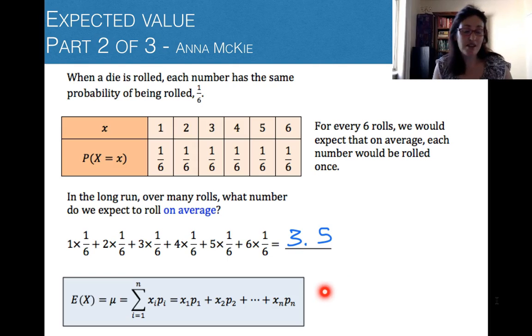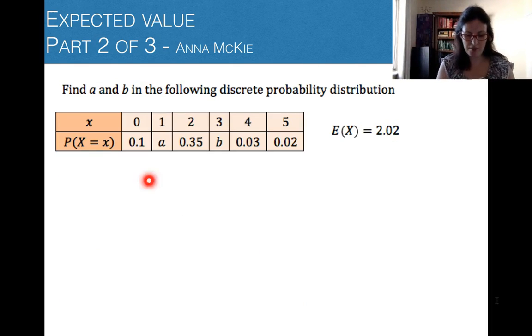Here's the technical definition of expected value using summation notation. And so we have capital letter E and capital letter X, and that's essentially the mean, the average, and here it is using the summation notation. There's a lot in this video, so we need to move on.